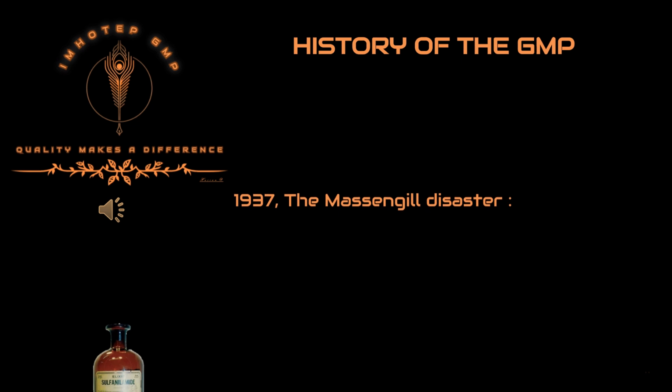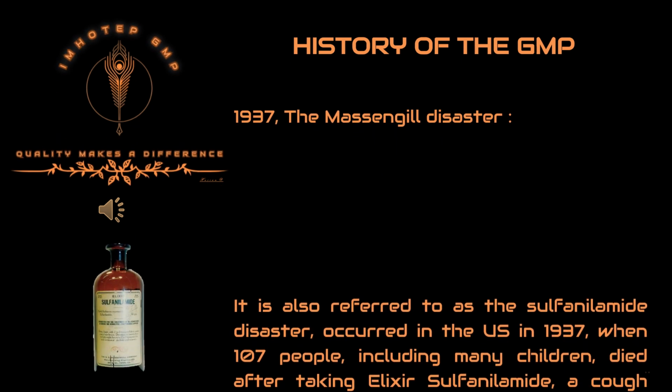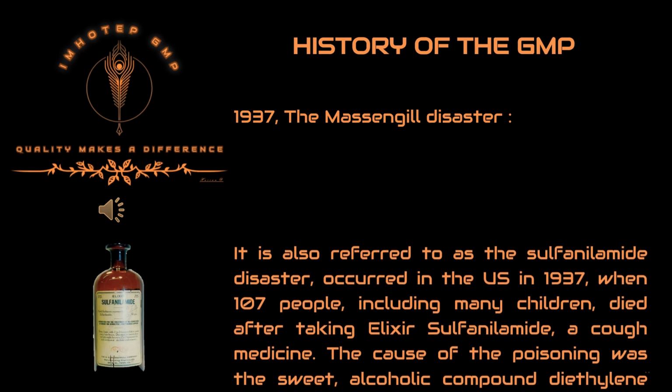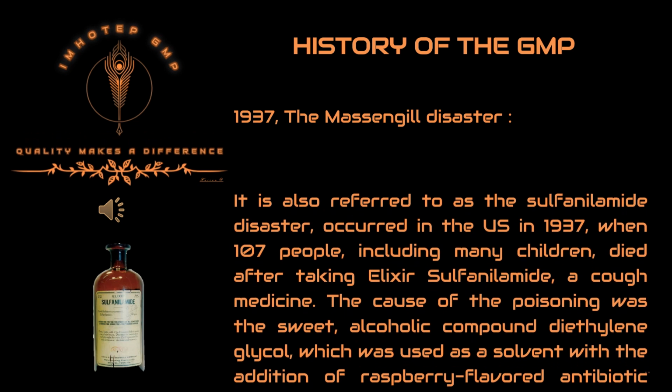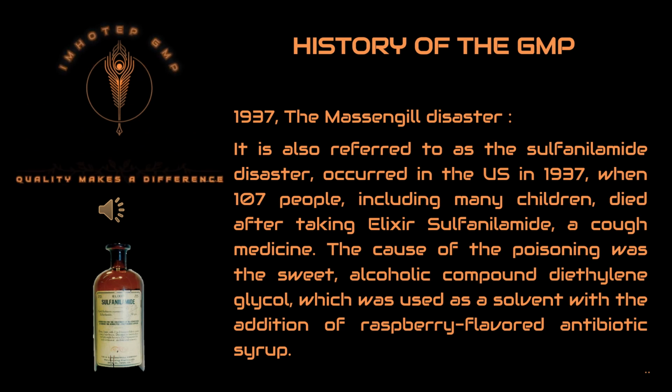1937, the Massengill disaster. It is also referred to as the sulfanilamide disaster, and occurred in the U.S. in 1937, when 107 people, including many children, died after taking Elixir Sulfanilamide, a cough medicine. The cause of the poisoning was the sweet, alcoholic compound diethylene glycol, which was used as a solvent with the addition of raspberry-flavored antibiotic syrup.